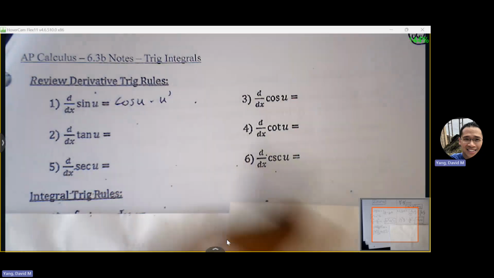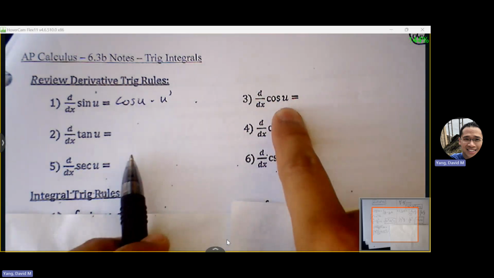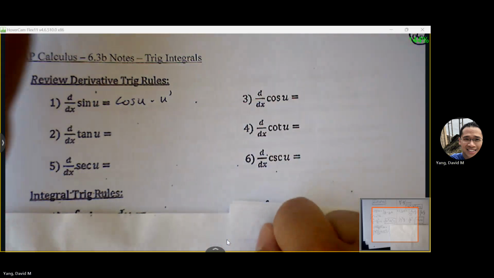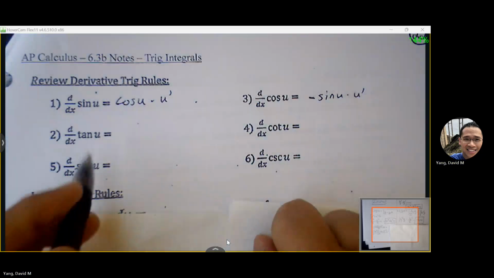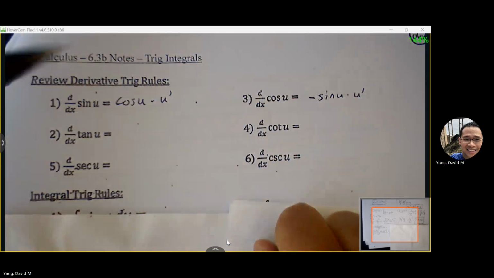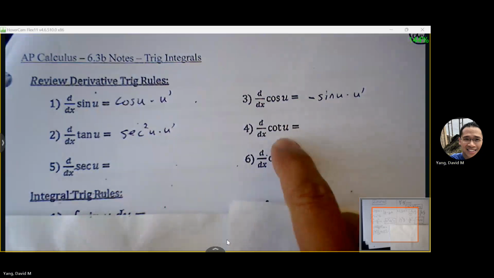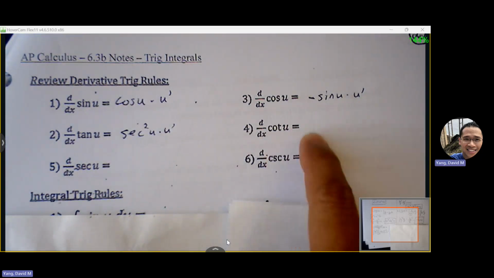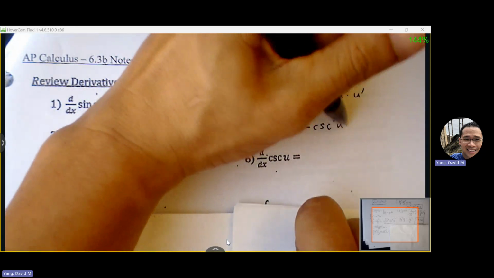So that's just the chain rule, right? But if it's x, then that u prime will be just 1. Okay. Cosine's derivative? Negative sine of u times u prime. What's tangent's derivative? Secant squared u. Yep. Cotangent's derivative, similar form: negative cosecant squared u times u prime.